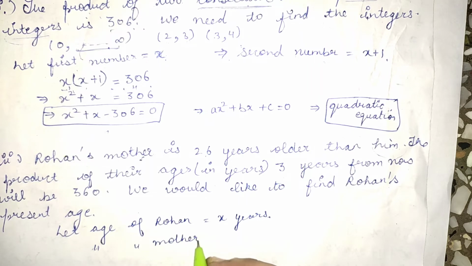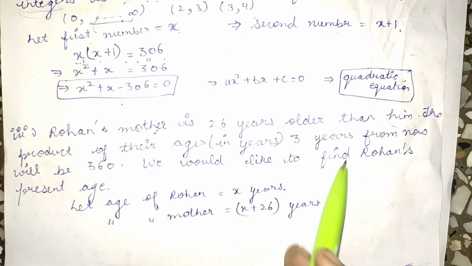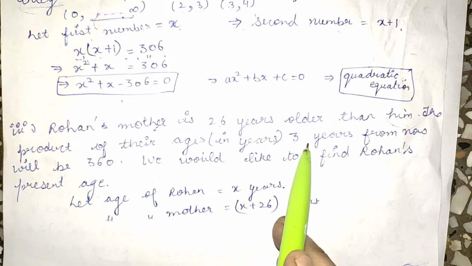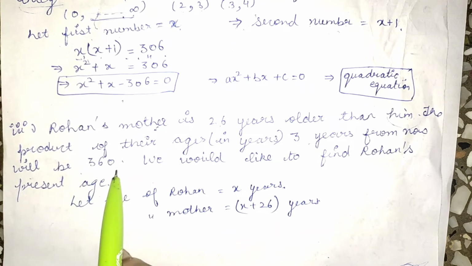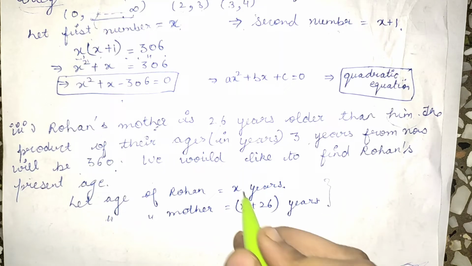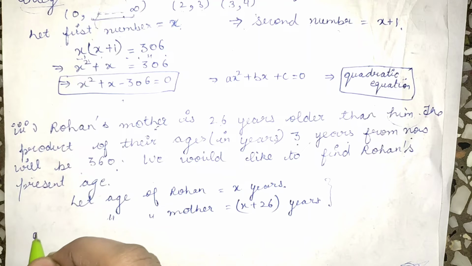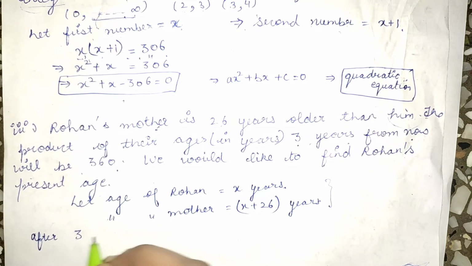Age of the mother will be equal to x plus 26 years. Okay, the product of their ages 3 years from now will be 360. They have not given us the product currently, they have given us the product of their ages 3 years from now, means after 3 years.